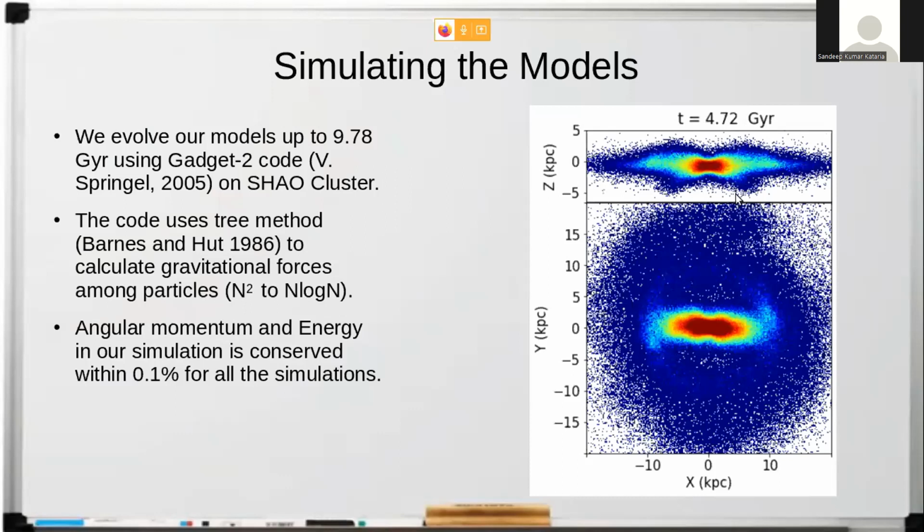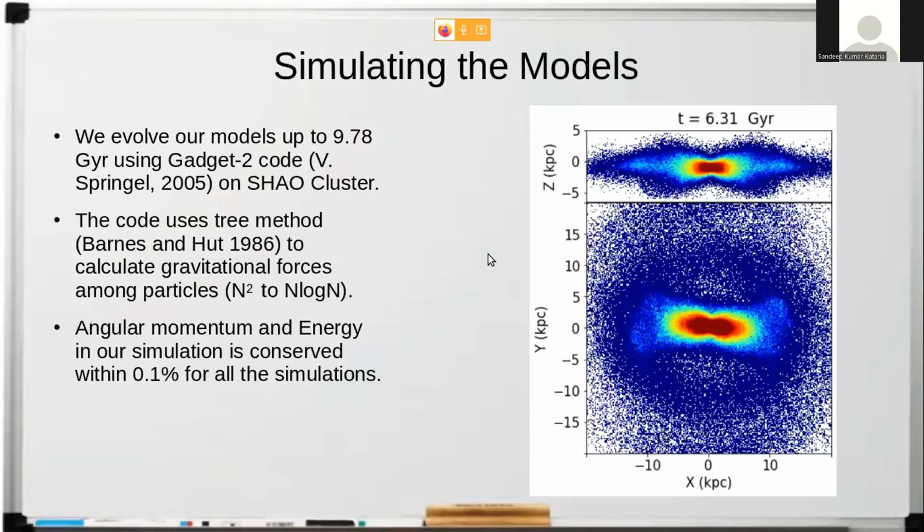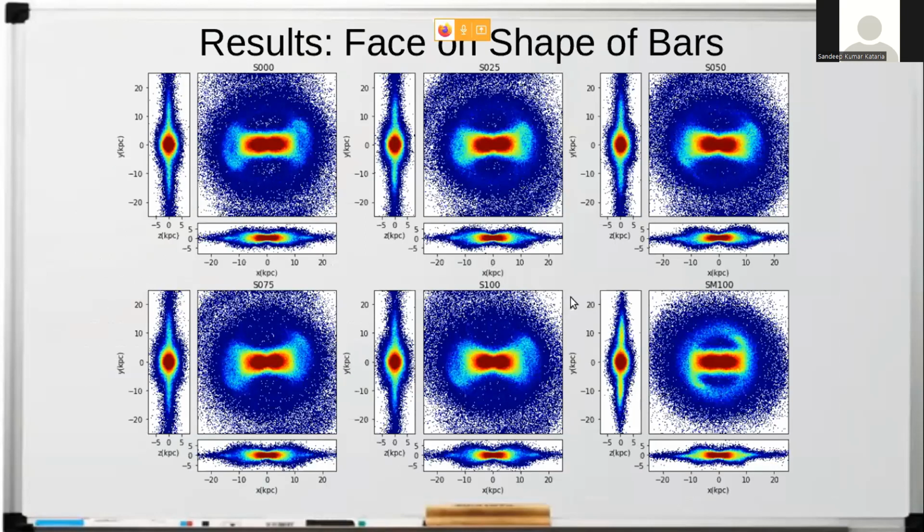So this is one of our models, and we evolve all of our models, and then we check the final face-on as well as edge-on shapes of the bars. This is the lowest spin model, this is the highest spin model, and this is the counter-rotating model. You can see that the face-on shape of the bar is showing a peanut shape as well, and it is pronounced when you have a more rotating halo, a higher halo spin.